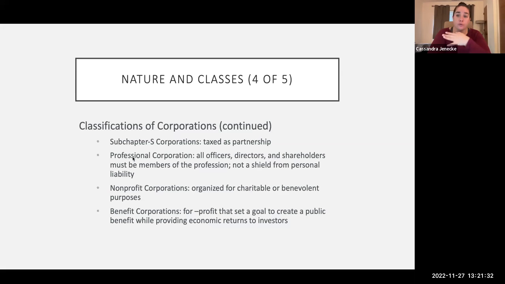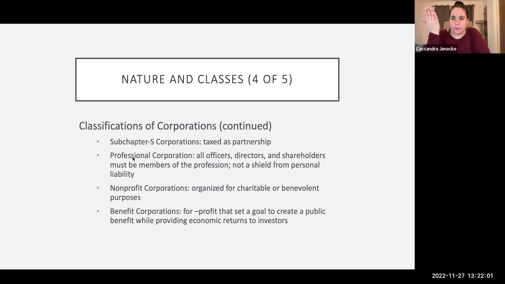But as we get further into our conversations about corporations, what you'll understand is that there is a greater amount of limited liability in the corporate structure for your owners, so your shareholders. But even where your shareholders are members of a professional corporation, their nature as shareholders does not limit their personal liability for their own malpractice or the malpractice of those who serve under them.